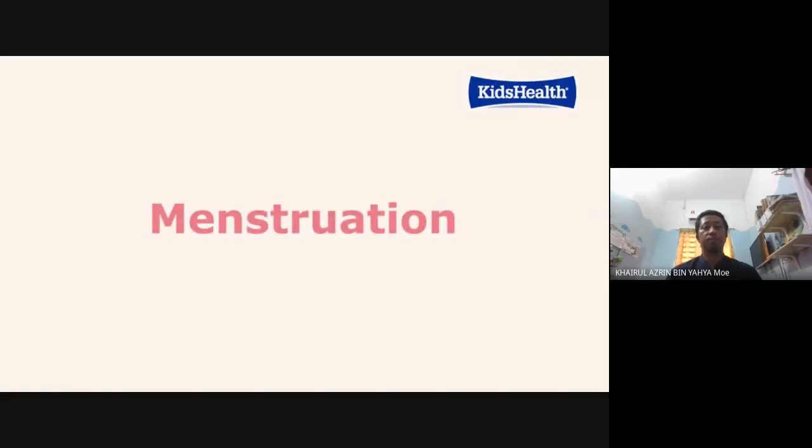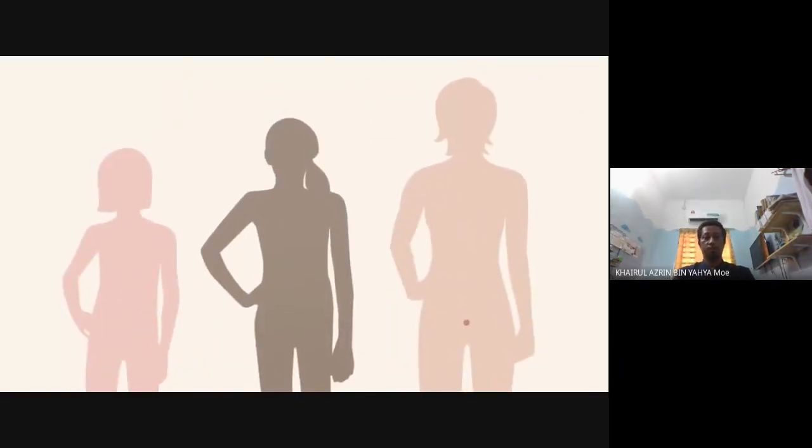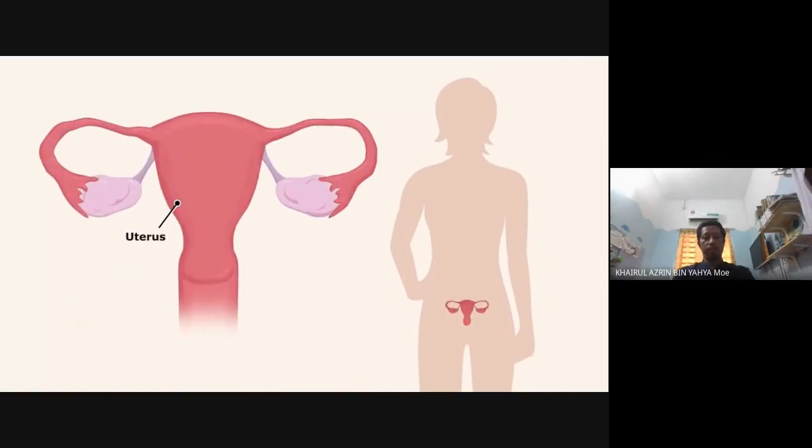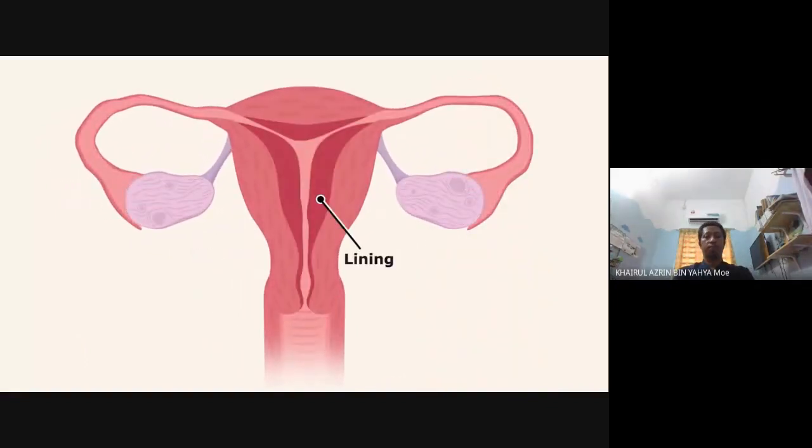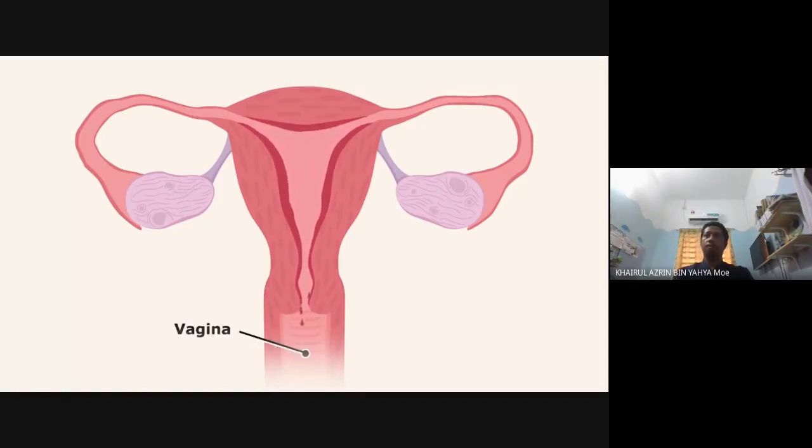Menstruation, also called having a period. As girls get older and their bodies change, they get their periods. The uterus is the part inside the body where a baby grows when a woman is pregnant. The inner lining of the uterus supports and nourishes the developing baby. If there is no baby, the lining is shed during her period. During a period, blood and other tissue from the uterus leave the body through the vagina. A period can last from a few days to about a week.